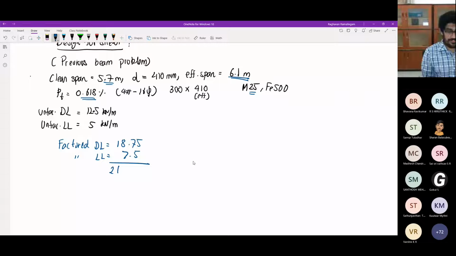When initially you design for moment, you design for whatever this moment was. For designing for shear, you have to design for the maximum shear force. So how does this shear force diagram look? This is the bending moment diagram. What is the corresponding shear force diagram? How does it look?